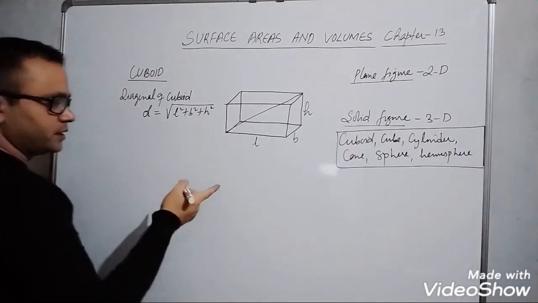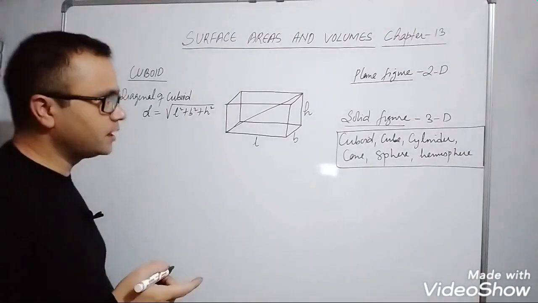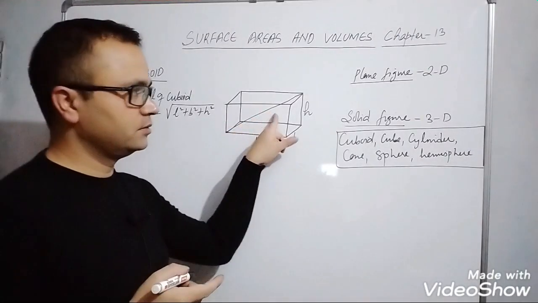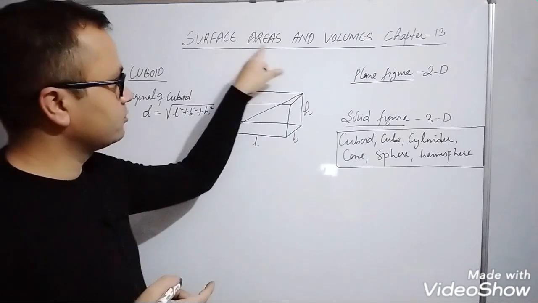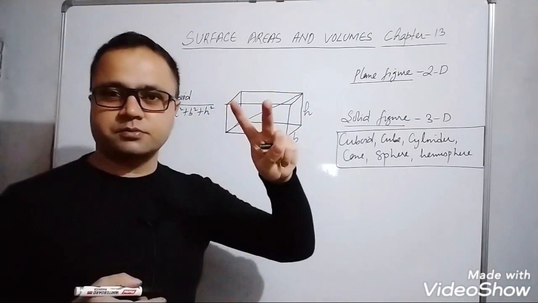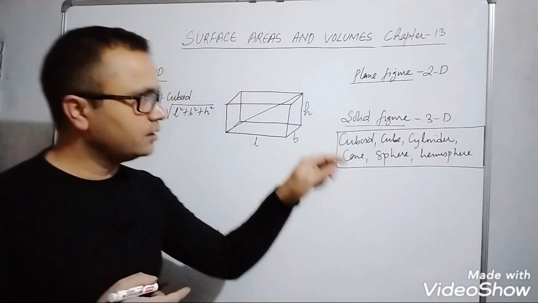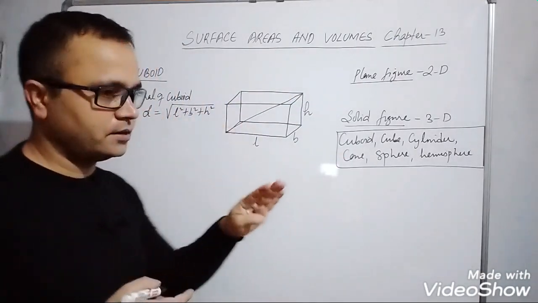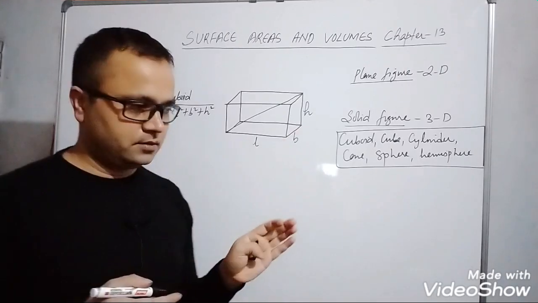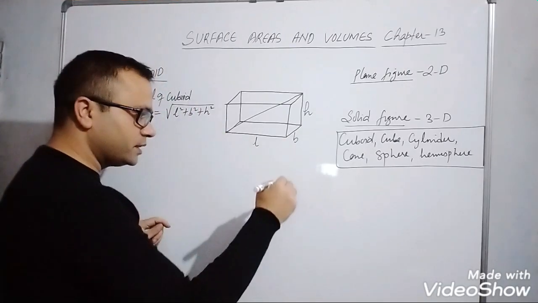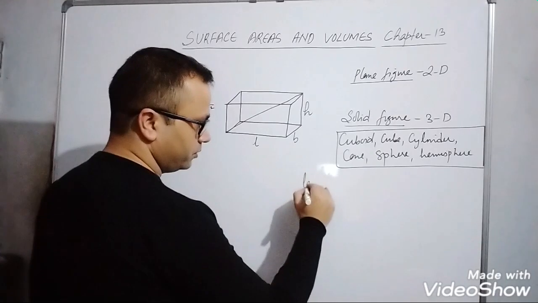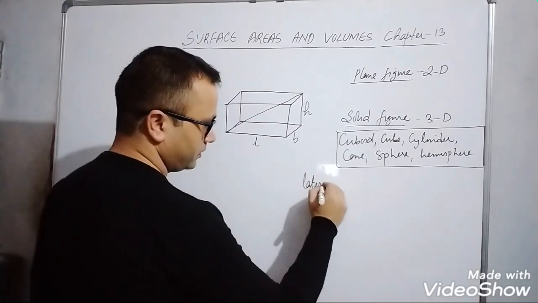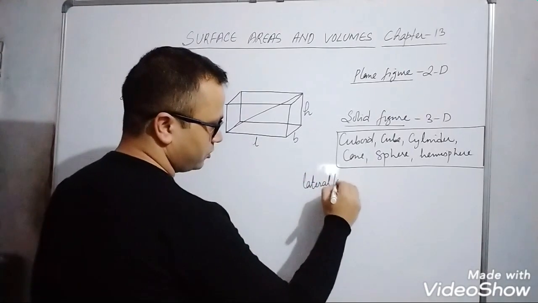Now we will calculate the surface area of this figure. There are 2 types of surface area. One is lateral surface area and another is total surface area. What is lateral? Lateral means flat surface area. For calculating the lateral surface area, first we must know the lateral or curved surface area.